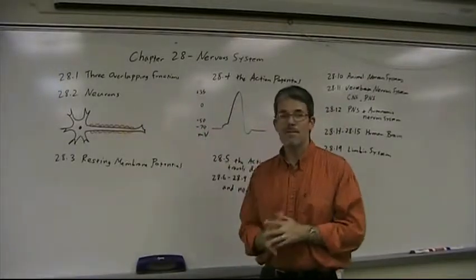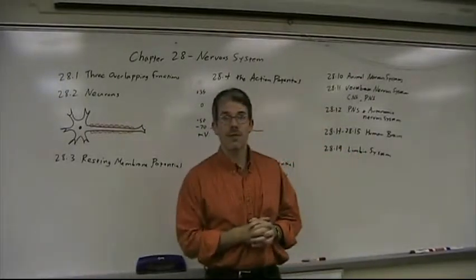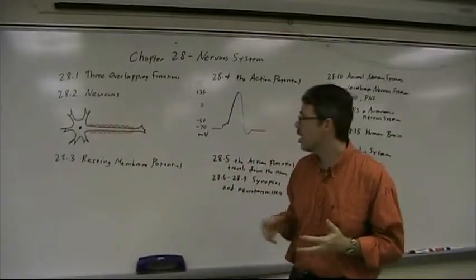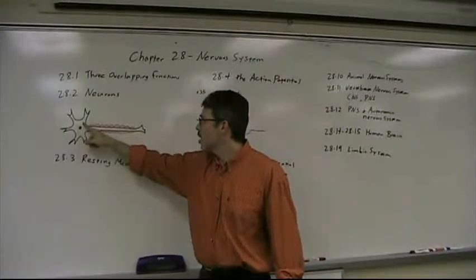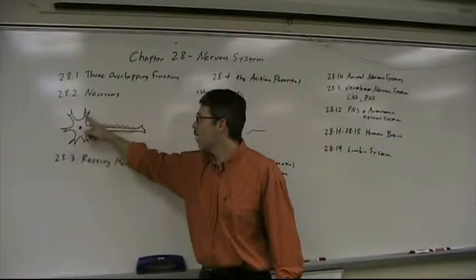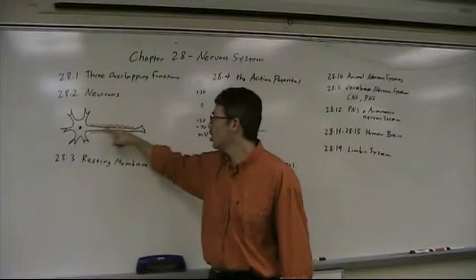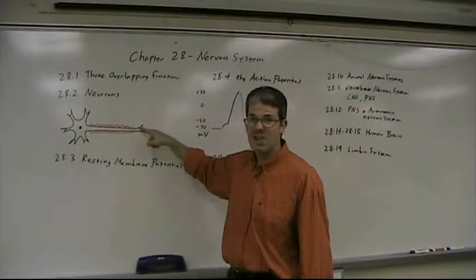Section 2 discusses the main functional unit of a nervous system. These are the neurons or nerve cells. Here is a drawing of a neuron. You have a cell body, which has most of the cytoplasm. You have these small branching extensions called dendrites, and you have a long extension called an axon.